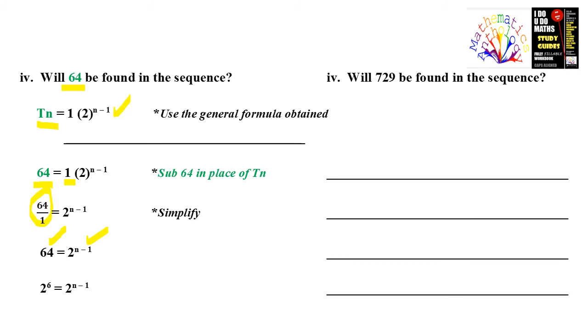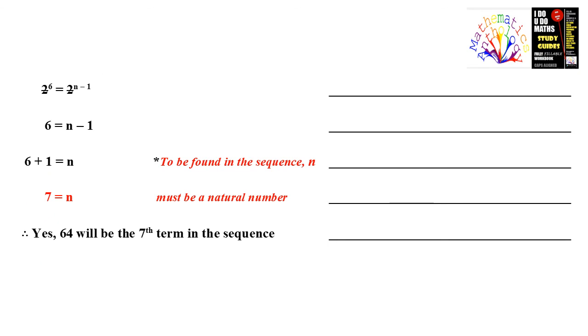Now, we have a prime base on this side, which is 2. We also need to make the left-hand side a prime base as well, preferably with the prime base being 2. So I know that 2 to the power of 6 is equal to 64. So if 2 to the power of 6 is equal to 2 to the power of n minus 1, the next step I can do is cancel off my prime bases because they are the same. So if I cancel off my 2's, I will be left with 6 is equal to n minus 1.